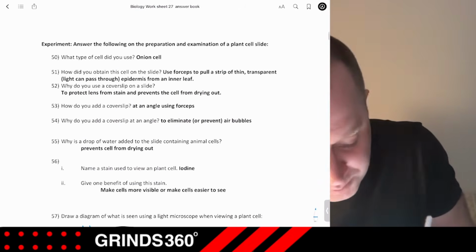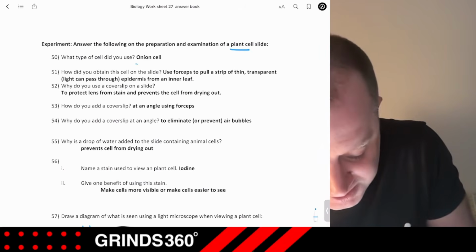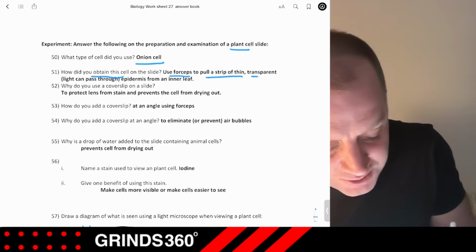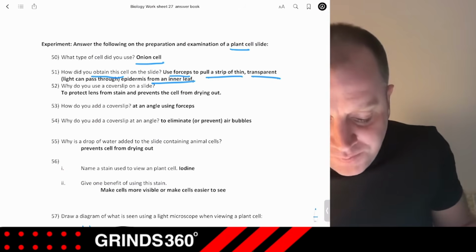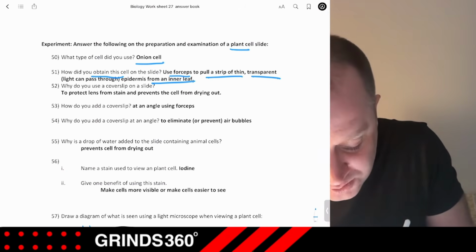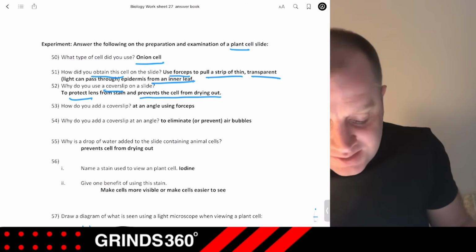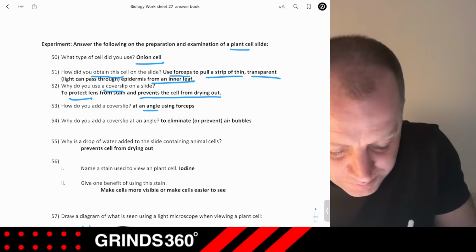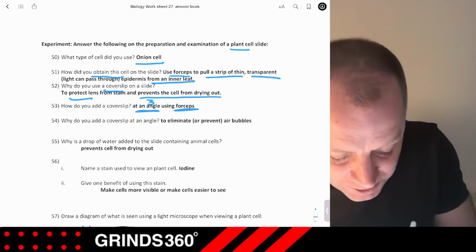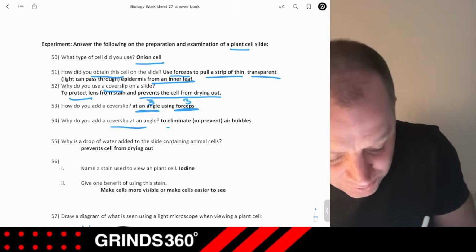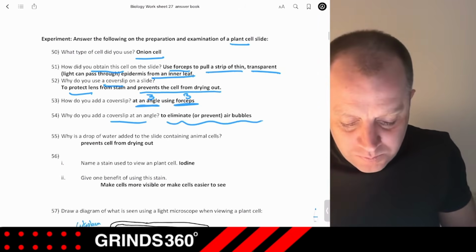We're looking at the plant cell. So what type of cell? We used an onion cell. How did you obtain it? Using forceps, you pull the thin, transparent inner leaf of the onion. Why did you use a cover slip? To prevent the cell from drying out or to protect the lens. Any one of them. How did you add the cover slip? At an angle using forceps. That was 3 and 3 one year. That was 6 marks. Why did you add it at an angle? To prevent air bubbles.